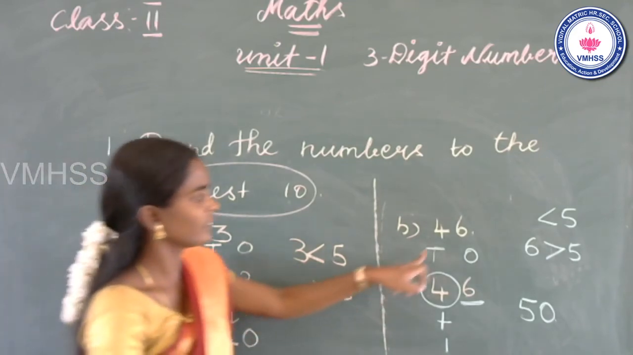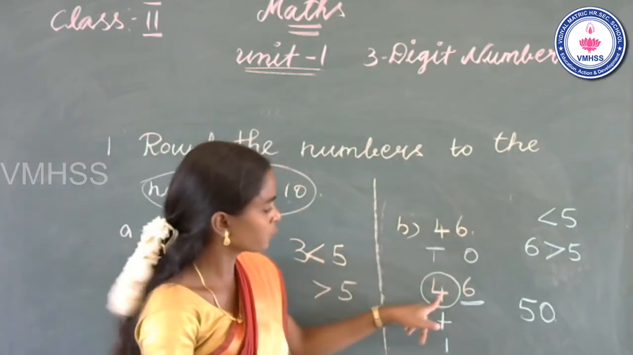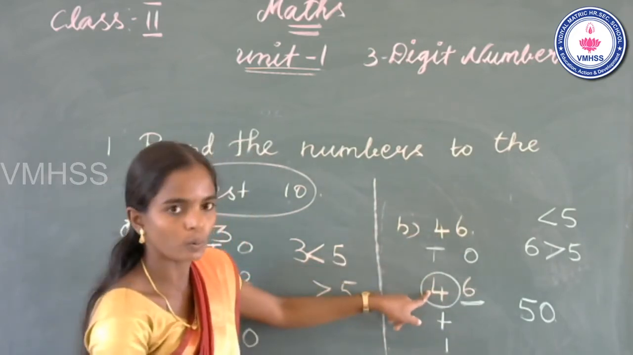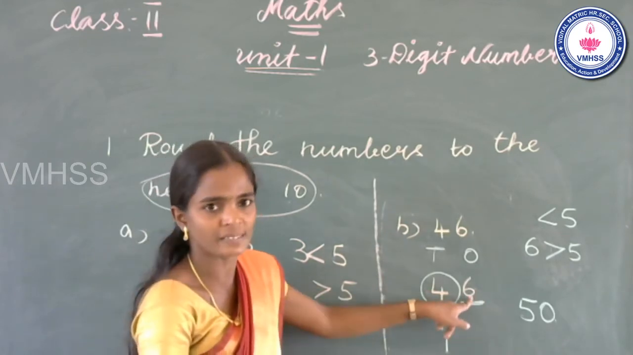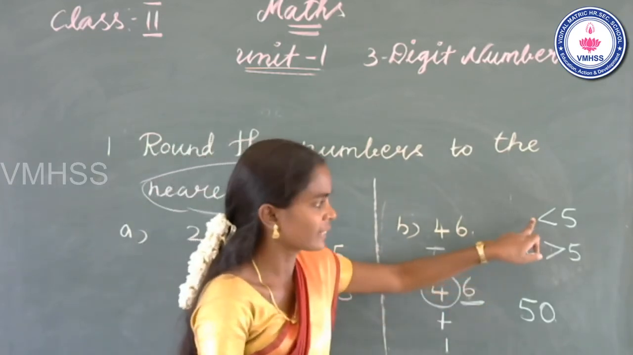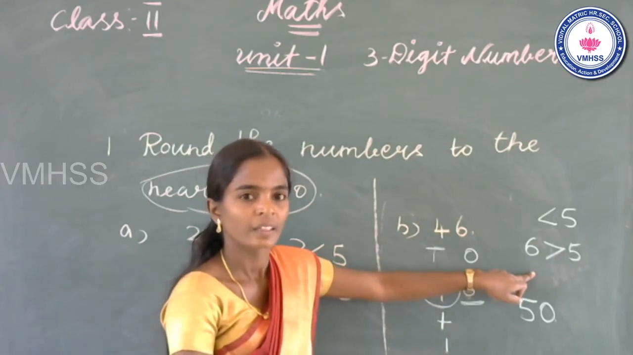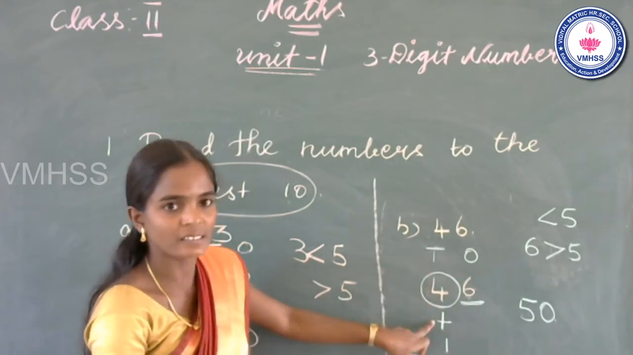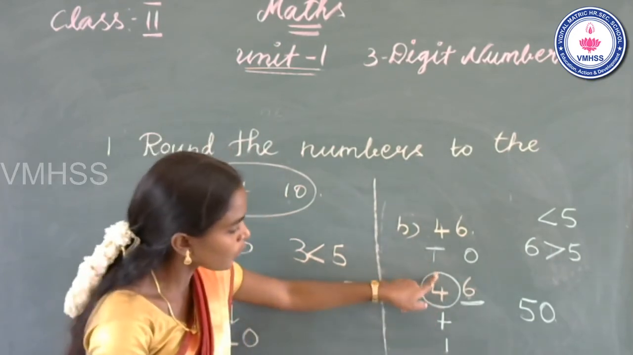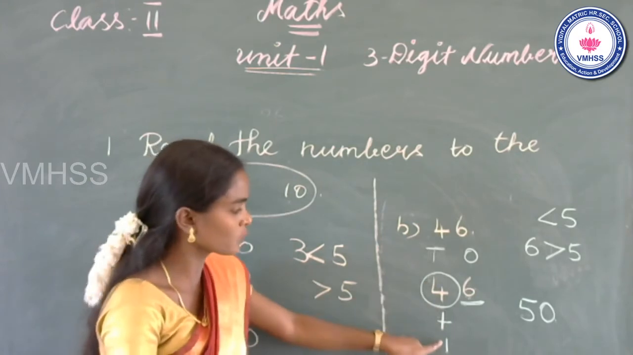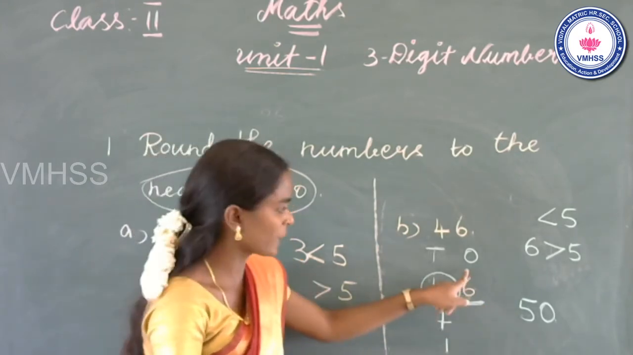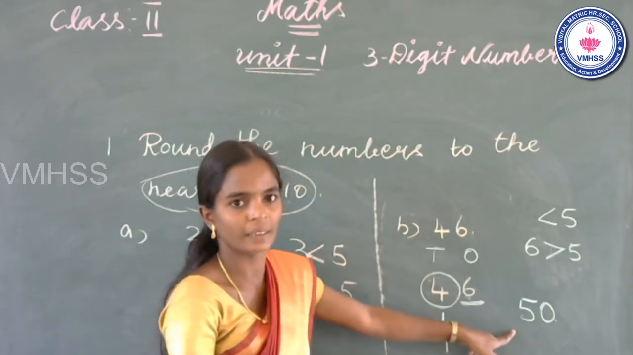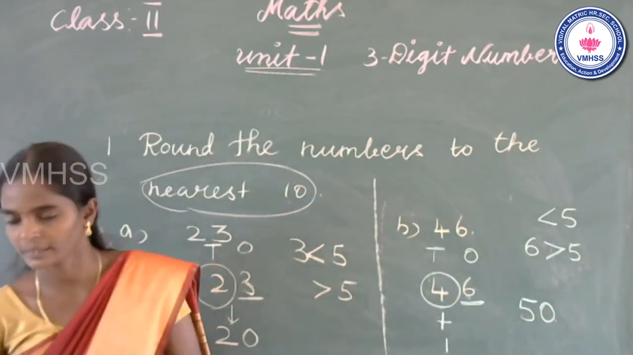Next, this number 46. Circle the tens place number, 4. Next we look at the ones place number. Less than 5 or greater than 5? Greater than 5. So we add 1 to the tens place. 4 plus 1 is 5. Ones place number becomes 0. So 46 nearest 10 is 50. Okay, next, third one.